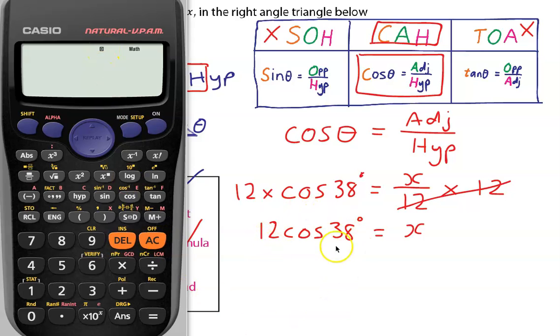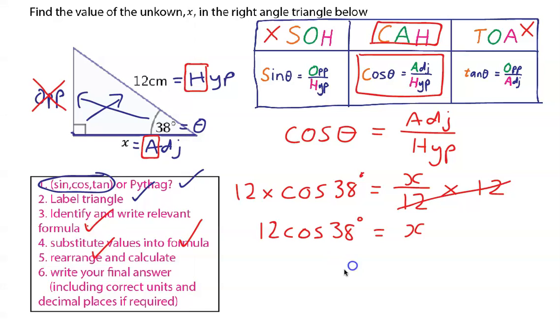All right, so x equals 12 cosine or cos of 38. Let's write 12 cosine 38, close that bracket, and press equals, and the answer is 9.456129, etc. So I'm going to write x equals 9.456 centimeters. Alright, so we've calculated. Good, give that a tick. Write your final answer in the correct units and decimal places.